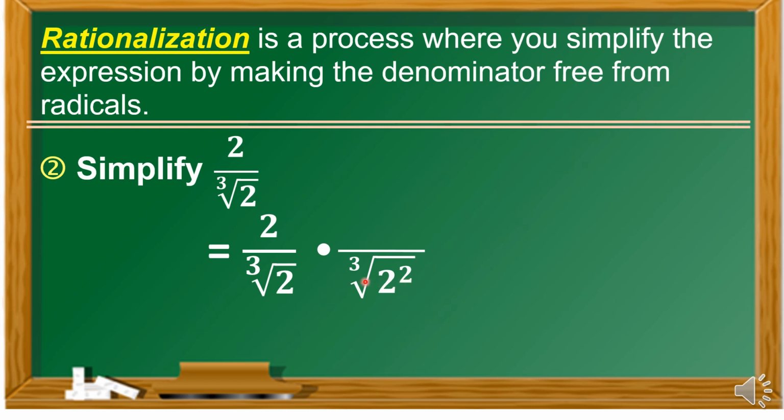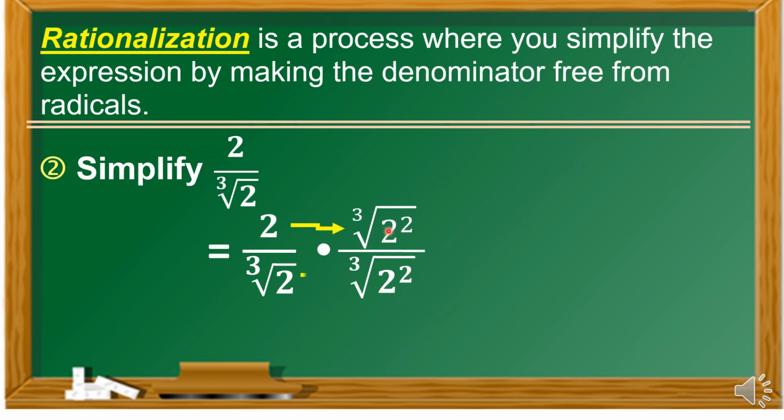Kung ano yung ating denominator, yun din po yung gagawin nating numerator. So after that, we're going to multiply numerator to numerator and then denominator to denominator. So multiply po natin 2 times cube root of 2 squared. Etong si 2 squared, pwede ko yung i-simplify na magiging 2 times 2, that is 4.